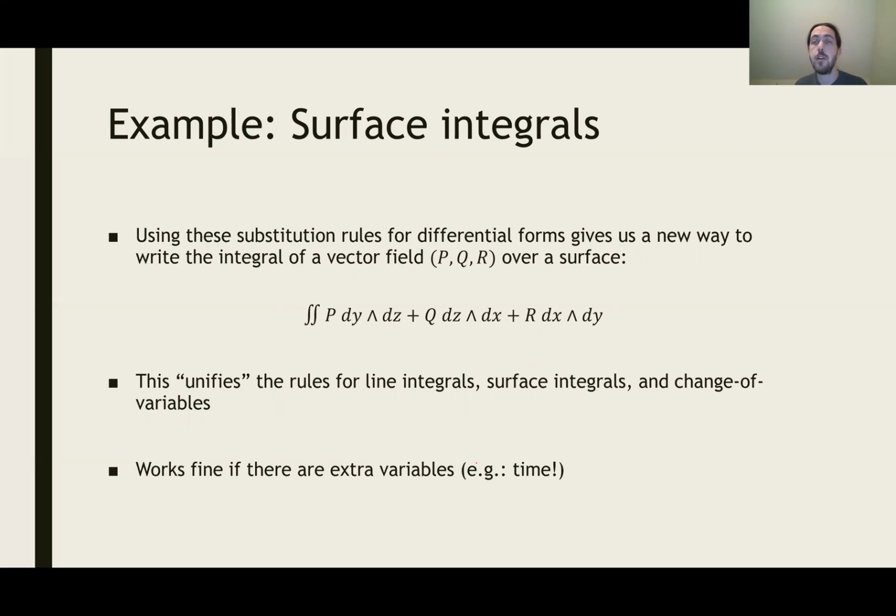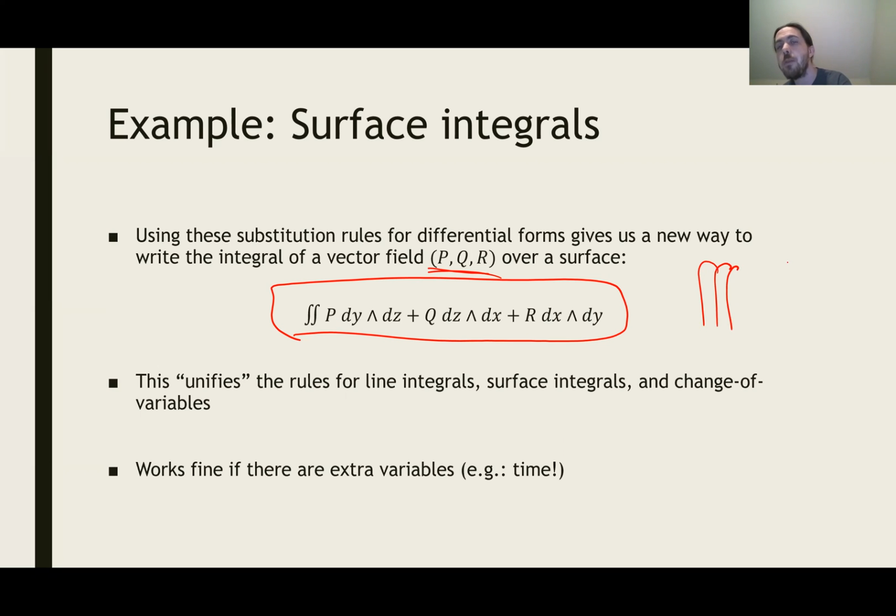So for example, if we use this substitution rule, we get a formula for how to integrate a vector field over a surface. We calculate a double integral of p dy dz plus q dz dx plus r dx dy. That's a formula that legitimately gives us the right formula for a surface integral of the vector field p, q, and r. And we still have the formulas for line integrals, and we still can calculate triple integrals of some function f dx dy dz. So this is a legitimate means and a legitimate way of thinking about these types of integration.